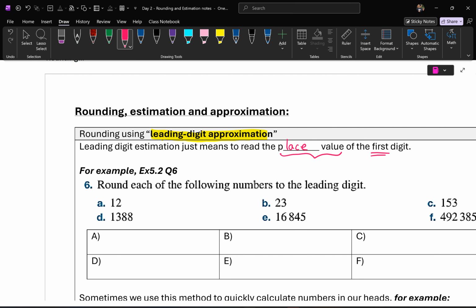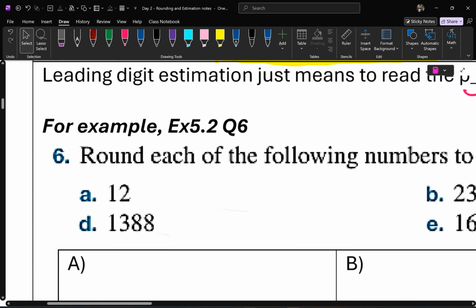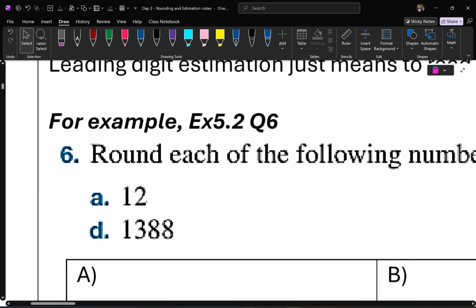So you look at the number and you look at the first digit and you ask yourself, what place value does that represent? So here's an example. This is from your Year 11 textbook. Year 12s do the same, but you do a lot more and they do a lot less. Let's have a look at question 6a, from your textbook 5.2.